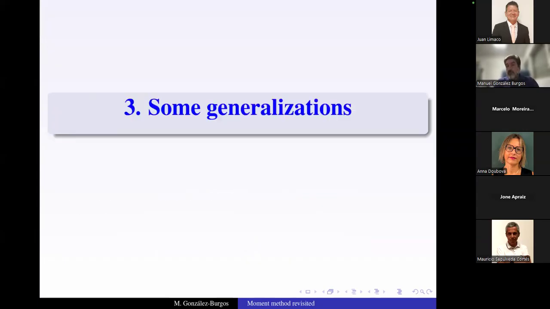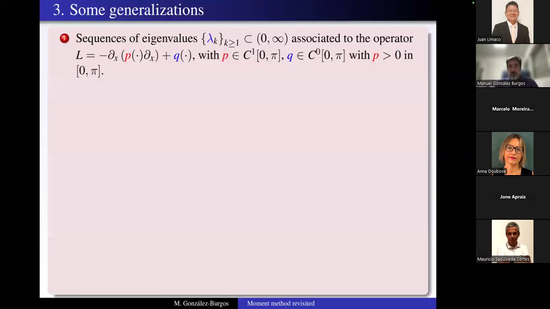Well, in order to finish, some generalizations. Well, we have worked with lambda k equal to k squared. Well, in fact, we can work with any sequence of eigenvalues associated to an elliptic operator in dimension 1. The operator L given by this equality. The second remark is that lambda k could be complex.